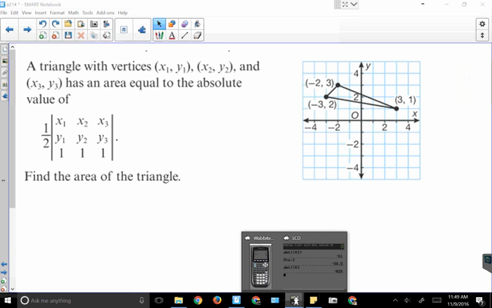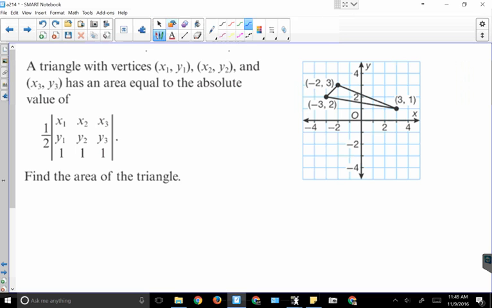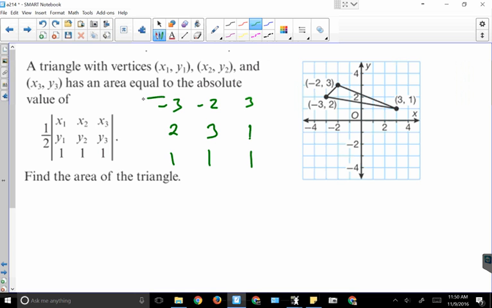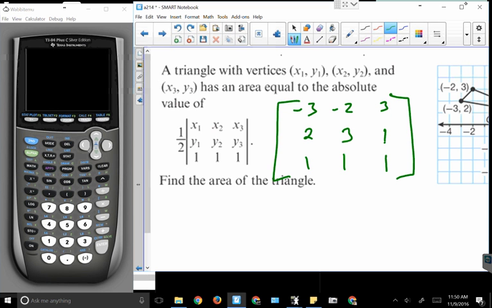So, first thing I should do here is I write out my matrix so I know what numbers I'm going to be using and where they're going to go. Really, like I said, it doesn't really matter which ones go where, so I'm going to put in -3, 2, -2, 3, and then 3, 1. These are all ones here. Okay? So, I've got that.